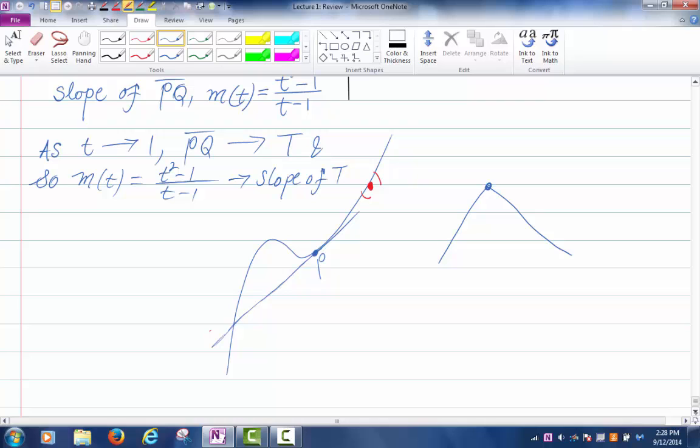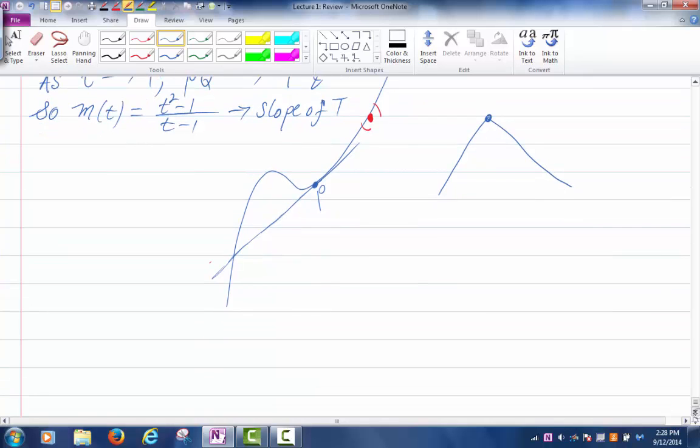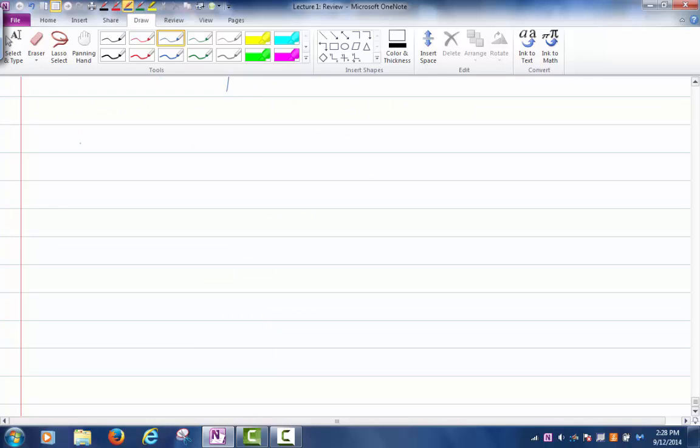Well, how about the value of the ratio at 1? The problem is the ratio is undefined at 1. So when t is exactly 1, the ratio is not even defined. But I still want to know, when t is close to 1, is the ratio close to another number? Okay, so how do I decide that? Well, now we study this slope function, t squared minus 1 over t minus 1.